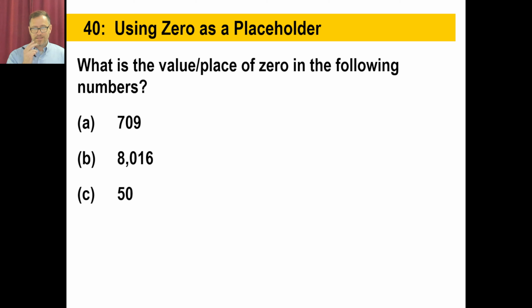We're going to use 0 as a placeholder. Piece of cake today. What's the value or the place of the 0 in these numbers? Let's start with A. What's the value of that? Remember, this is our ones. So this number has 9 ones. And it has 0 what? Tens, right? If it had a 10, like a 3 there, it would be 3 times 10 or 30. It'd be 739. That's the hundreds.